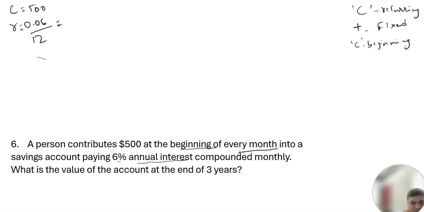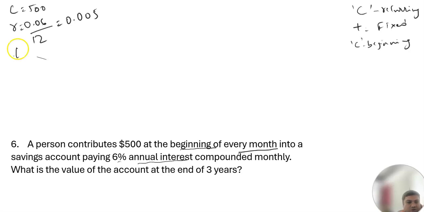So you need to convert to monthly, which is 0.06 divided by 12, right? 0.06 divided by 12, you will get 0.005. What you have to understand is even though it is compounded monthly, the given interest rate in the problem is annual, because it says paying 6% annual interest rate. So you need to always convert it when the given interest rate is annual.